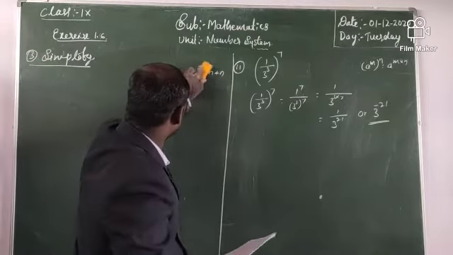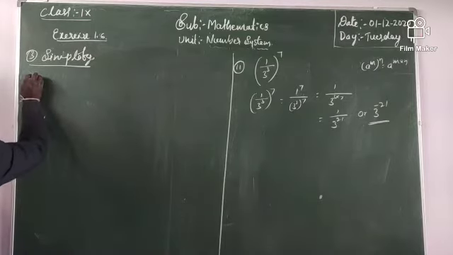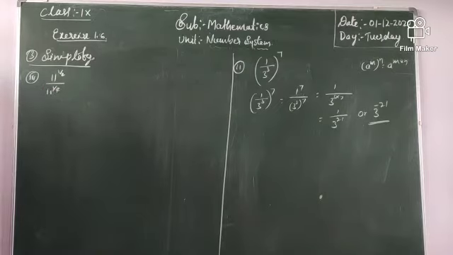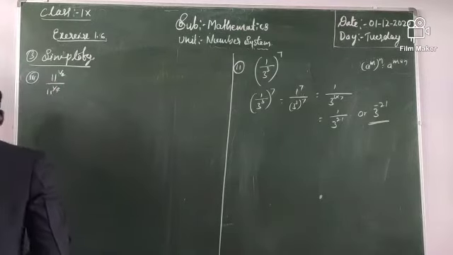Next problem it is: 11 to the power of 1 by 2 divided by 11 to the power of 1 by 4. Okay, yes, now we use the a to the power of m divided by a to the power of n formula.